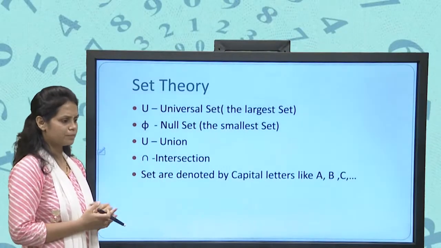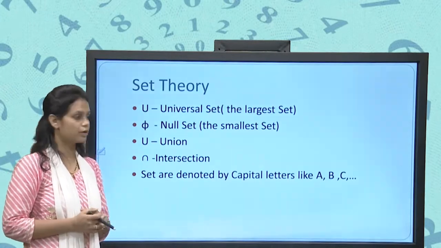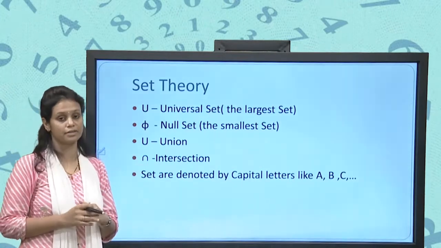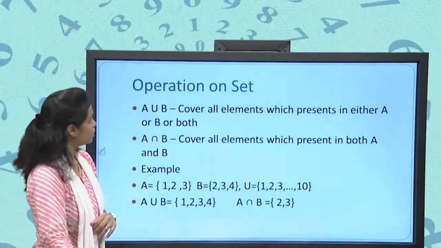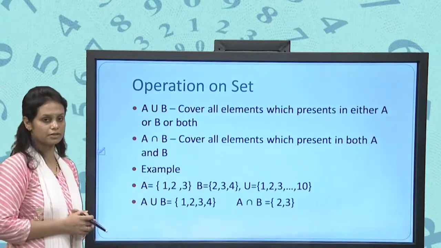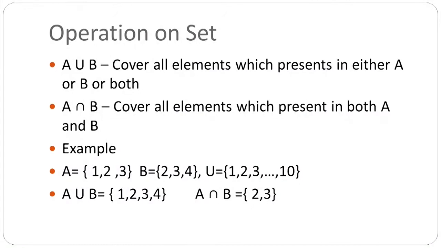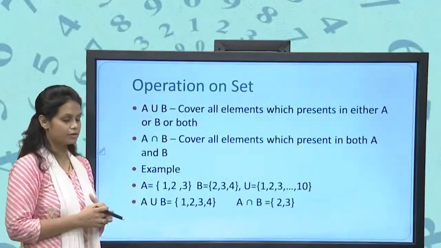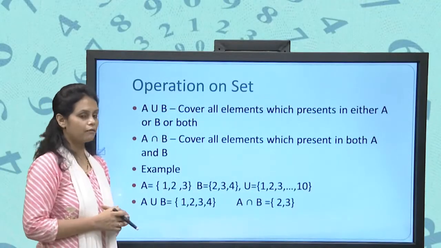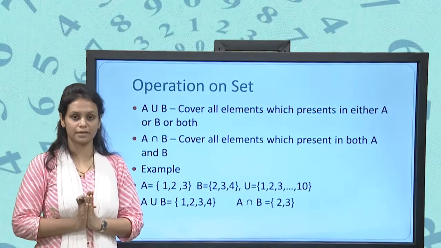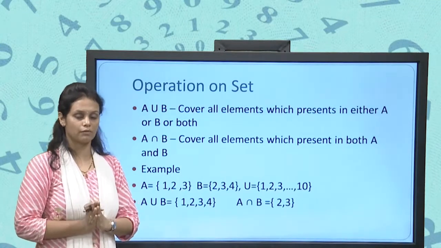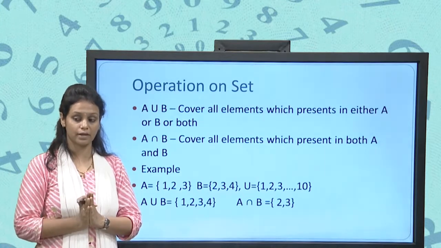Which operations on the set can we perform? One is the union, one is the intersection, one is the complement. These are the operations on the set. This is the union operation. What is the meaning of union? It will cover all the elements which are present in A, in B, or in both. That is the union. What is the meaning of the intersection? This is the symbol of the intersection. It will cover all the elements which must be present in both A and B.